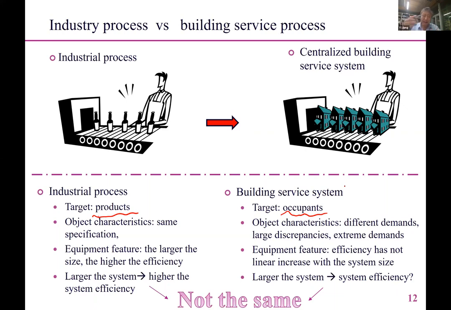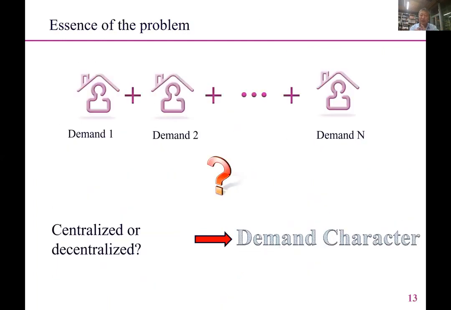occupant. For industry, the product is always the same. A large amount of exactly the same things is produced in multiples. But building service is for each occupant, and people buy one by one, so they always have different demands and different situations. That is the big difference. The demand is different, combined with the industry process of large-scale production of the same thing. So maybe because of this reason, the centralized large system may not be efficient and may use more energy. The problem comes from the difference in demand.